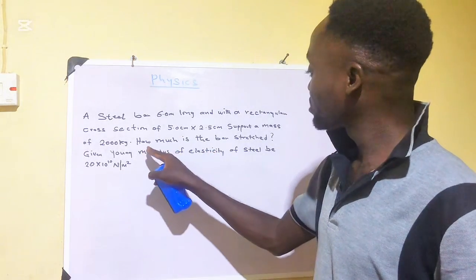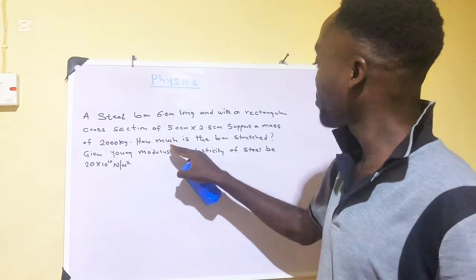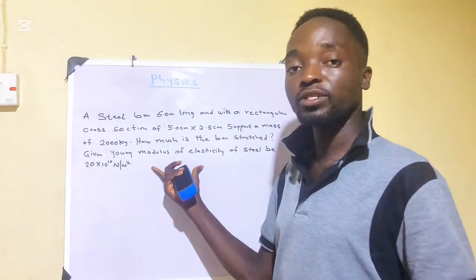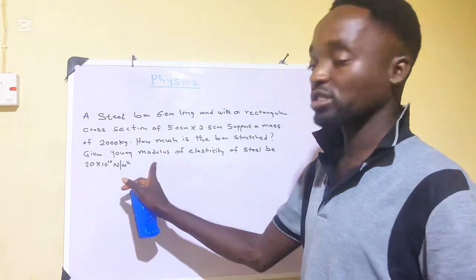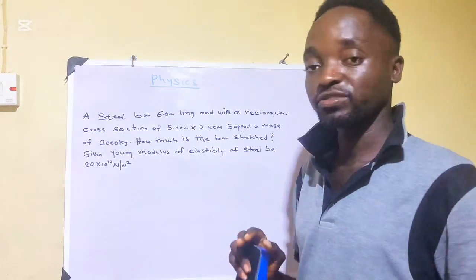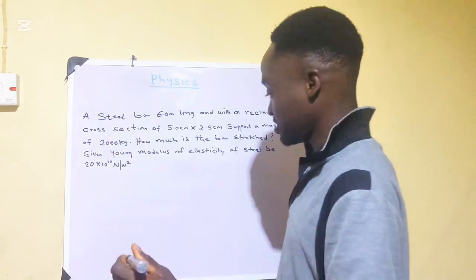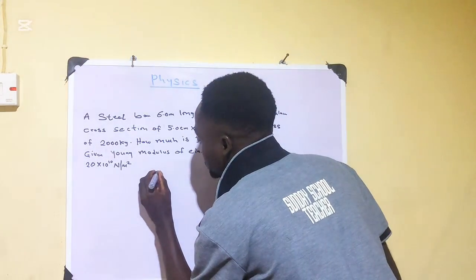Now, the question is asking us to find, it says, how much is the bar stretched? This is a question on Hooke's law that involves the Young modulus. So what we are asked to find is the extension. But first thing, as I said, let us write the data that we have in this question. Alright, so first let me write solution.